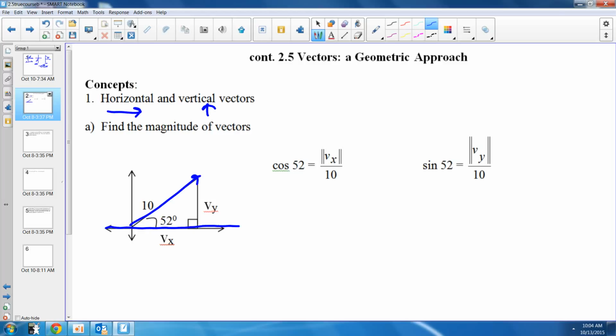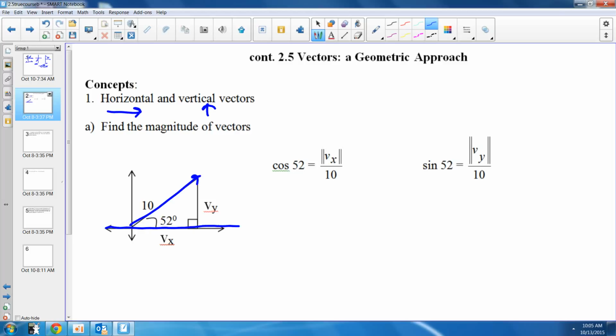Remember, this is the notation for the magnitude of the vector. It's in absolute values, meaning the distance. Distances are always positive. That will always be positive when you're trying to find the magnitude of those certain vectors. These problems are easy. Draw them, draw in the vertical and horizontal, use SOHCAHTOA, and you've got your answer.